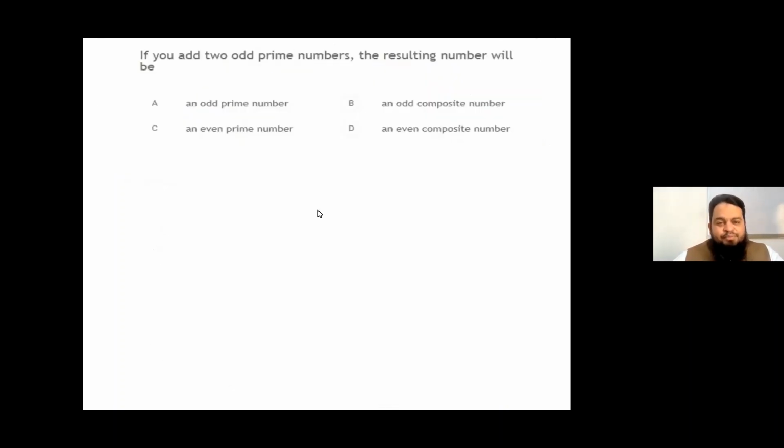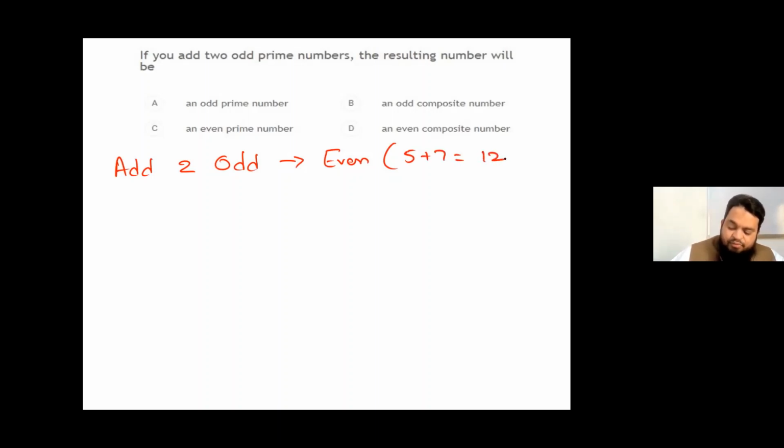Let us practice. The first question for this session is: if you add two odd prime numbers, the resulting number will be... See, whenever you add two odd numbers, the result will be an even number. Is it right? For example, 5 plus 7, both are odd, it will be 12. So it is an even number. So the answer will be an even composite number.